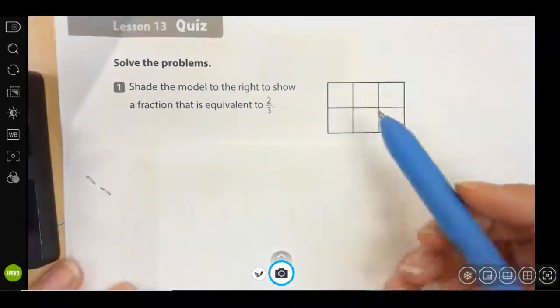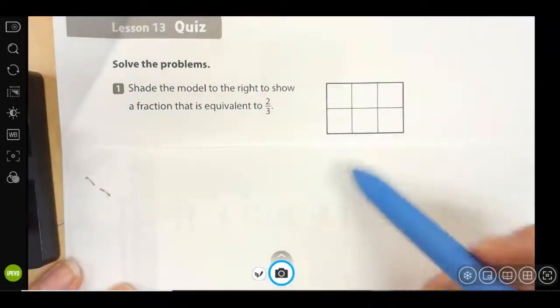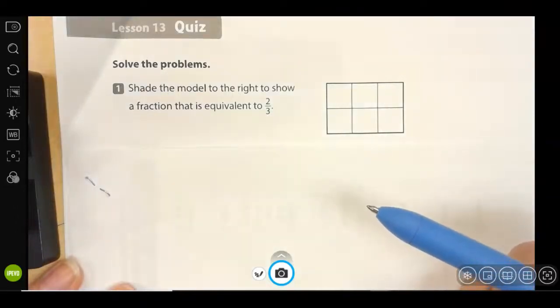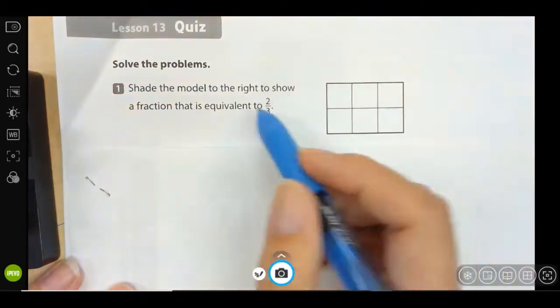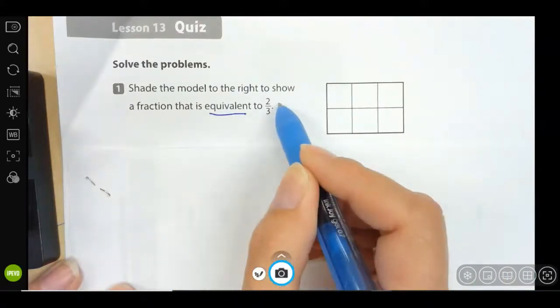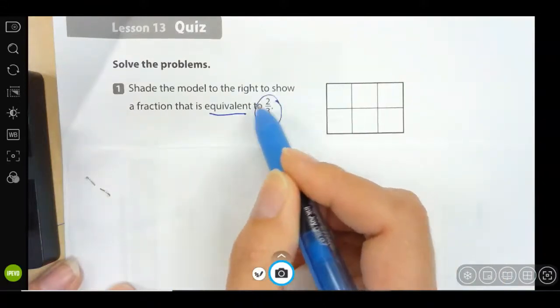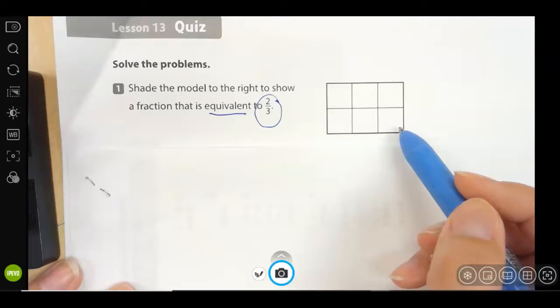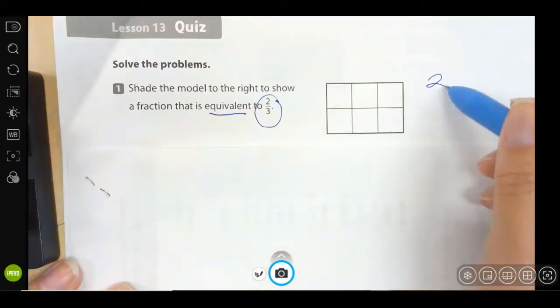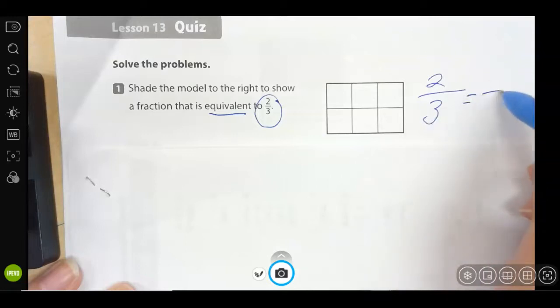Okay. On your whiteboard, draw these 6 squares. So come get one. What does this question ask us to do? Okay, 2/3, but we have how many squares? 6. So 2/3 has the equal fraction with something over 6. How do I find what this numerator is?